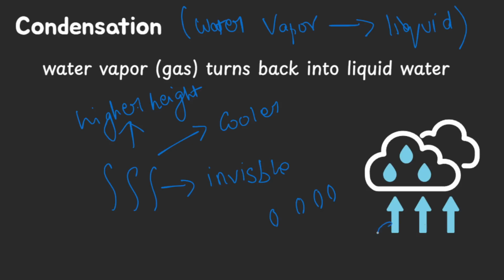So this is water vapor. When it moves up, it cools down and cools down and becomes tiny water drops. These tiny water drops are a liquid. So this is how water vapor is turned back into a liquid, which is a tiny water drop. This is known as condensation.